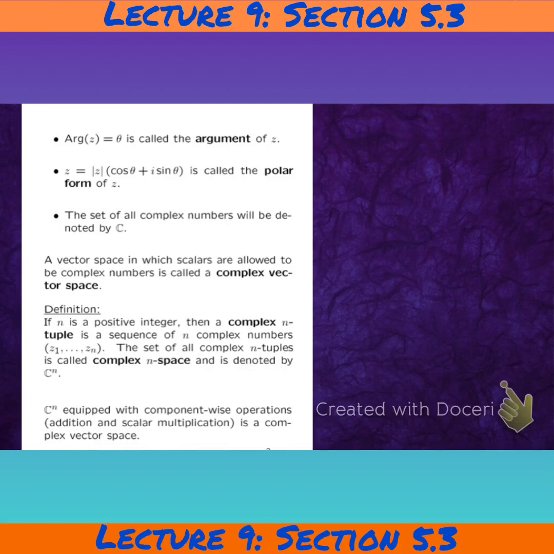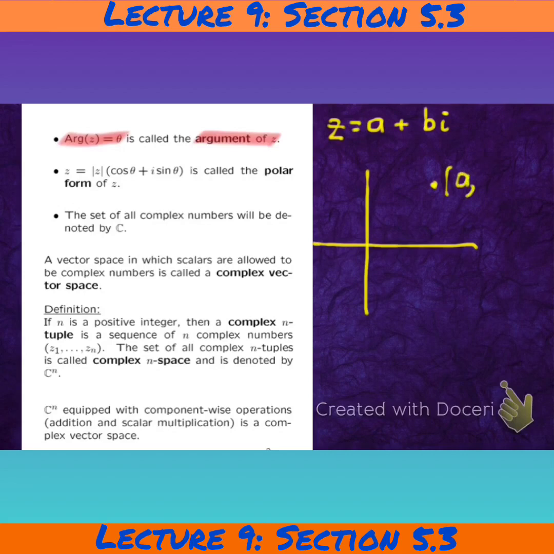Right, now the argument of z is called theta. Okay, and again remember we can always go and represent the complex number z on the complex plane, right? So there's the complex number z. And remember, we can basically represent it as a coordinate point. Okay, and basically the argument of z is going to be that angle there.